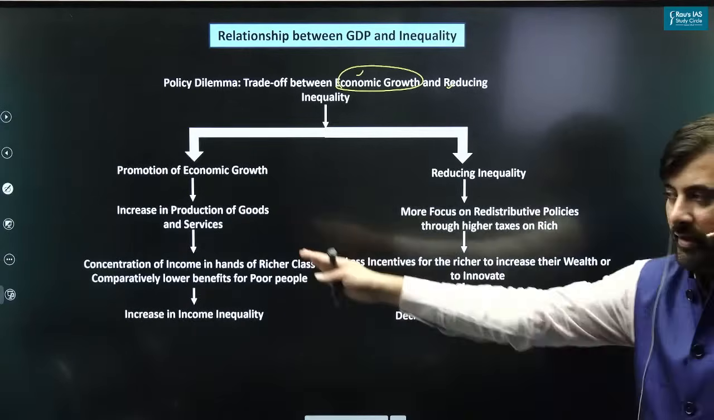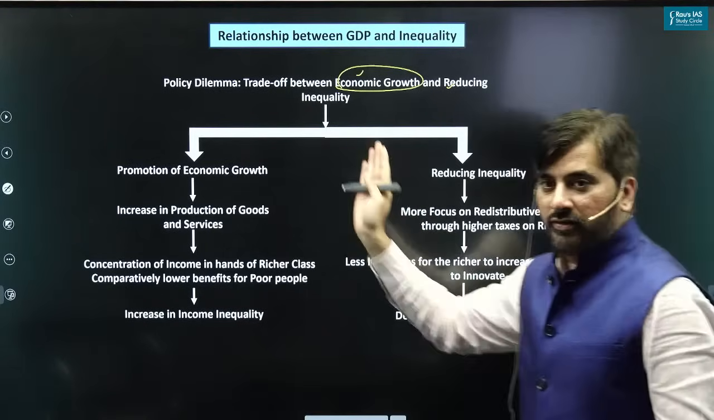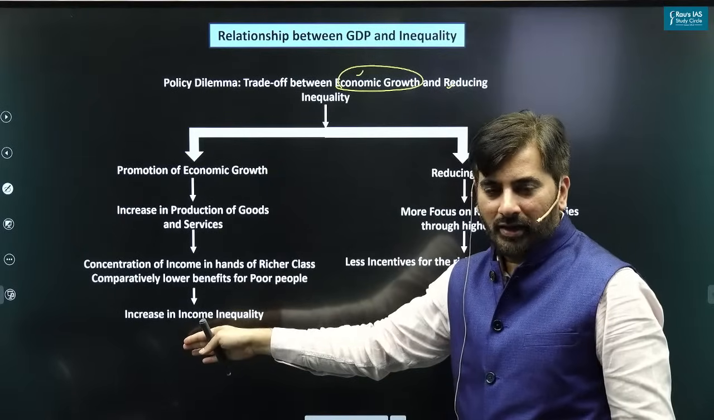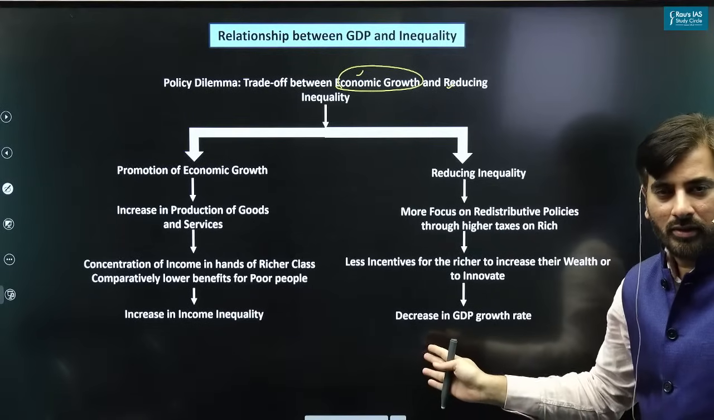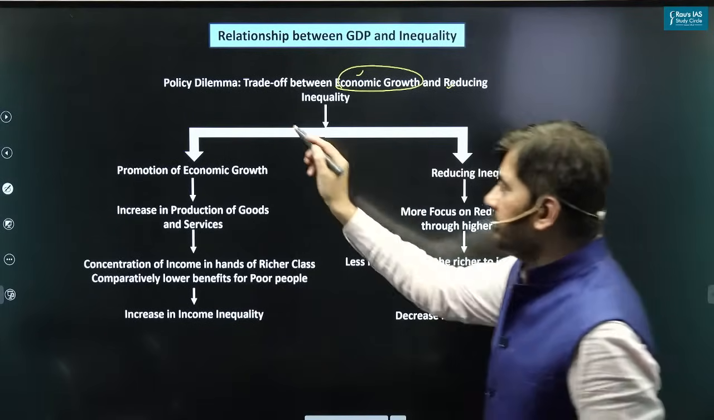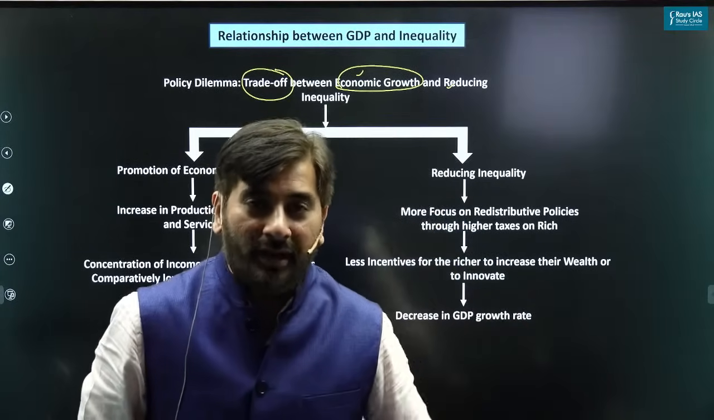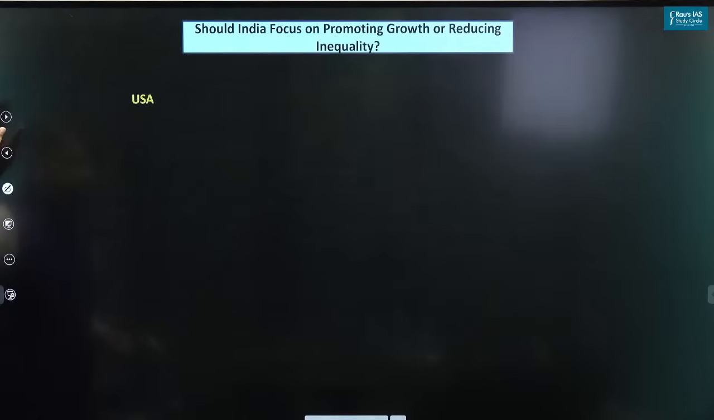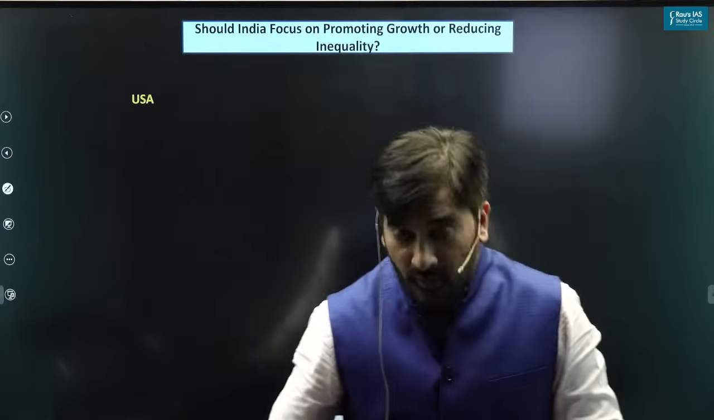Can you see clearly these two objectives are in conflict with each other? You pursue GDP growth, it will lead to an increase in income inequality. You focus on reducing income inequality, it will lead to a decrease in GDP growth. So there is a trade-off. So keeping this trade-off in mind, what should India do? Let me just show you the example of the US economy.